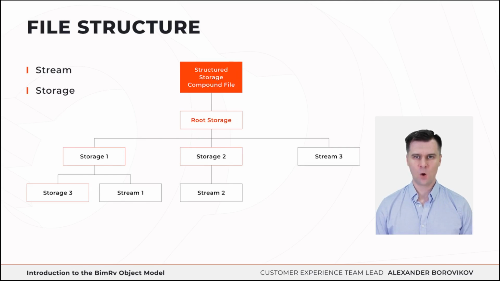One more important point that influences the usage of BimRv SDK is the structure of the Autodesk Revit files. We can name two main terms here: storage and stream. From the structure point of view, stream is similar to file and storage is similar to folder, can contain other storages and streams. Streams contain the actual data.